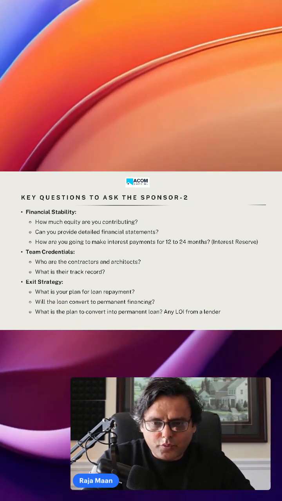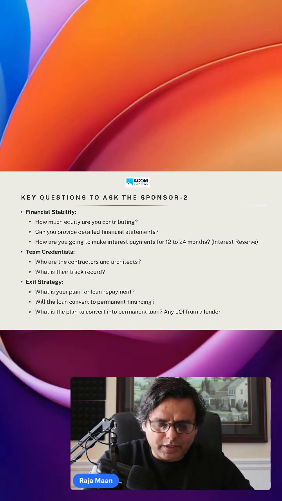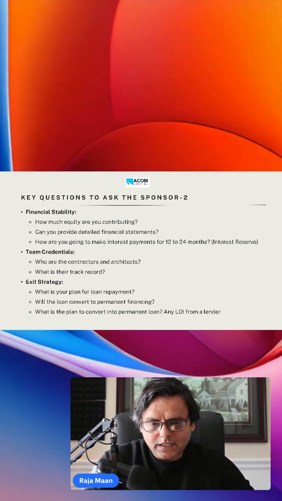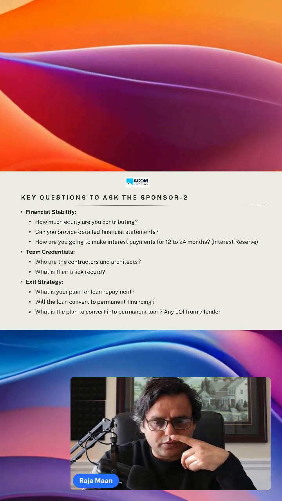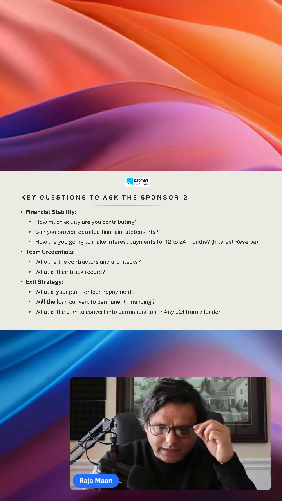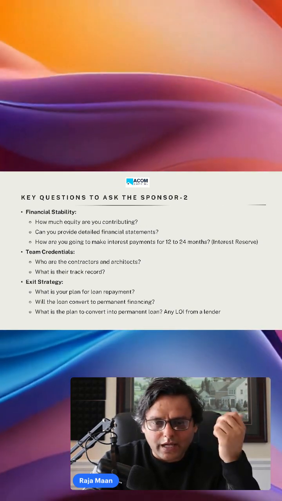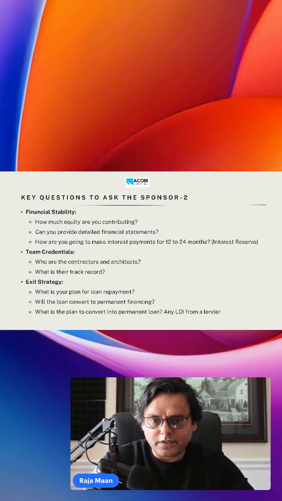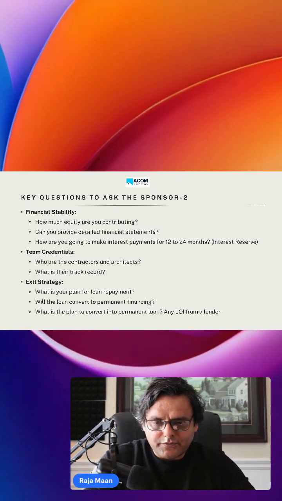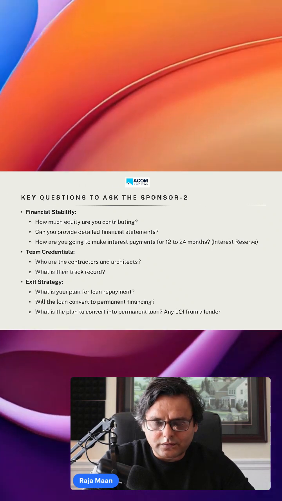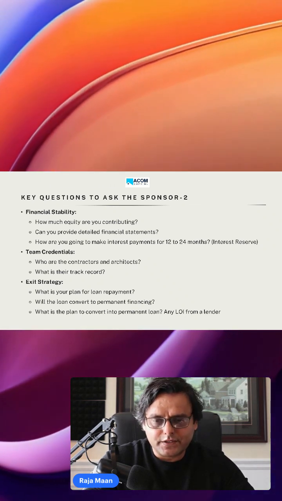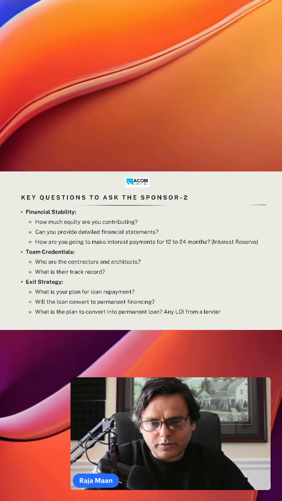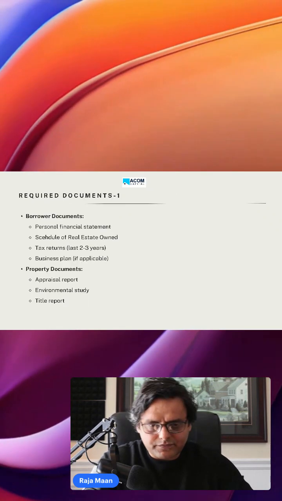Exit strategy, very important. What's your plan for loan repayment? Will the loan convert to permanent financing? What is the plan to convert into a permanent loan? Any LOI from the lender? Usually people don't have an LOI because it's way too far ahead, two or three years sometimes. But if you have it based on the projections, based on the income you're going to have after completion, if you have an LOI from the tenants, it makes a big difference in the application.